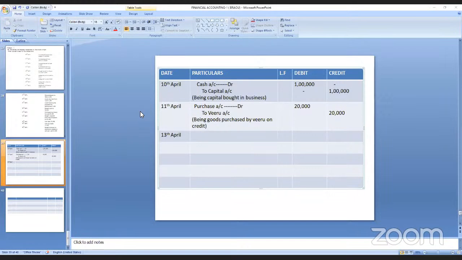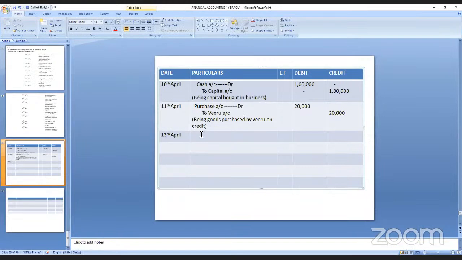Journal is where it can be easily understood. Now in the cash book I have to write about the capital, and in the capital account I have to write about the cash. Why do you write the LF? Suppose in the ledger you write the page number like 23, then you can easily understand that this cash is written on page number 23 in the ledger. Understood?